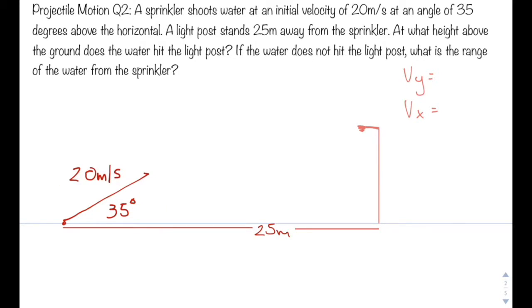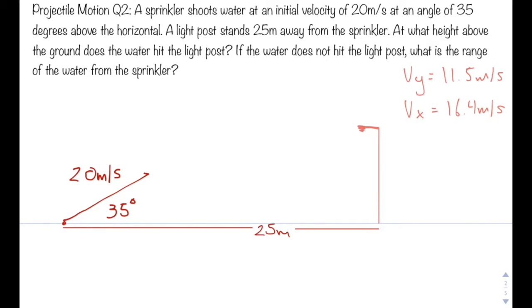All right, so the first thing we've got to figure out is: is the water traveling far enough? Is it traveling at least 25 meters to hit the light post? In order to do that, we need to solve for the vertical and horizontal components of the initial velocity, like we do with every projectile motion question. When you do that, you get that the vertical component is about 11.5 meters per second, and the horizontal component comes out to be about 16.4 meters per second. If you don't know how I got that, I was just using the trigonometric functions to solve for these components. The first video goes over that thoroughly.